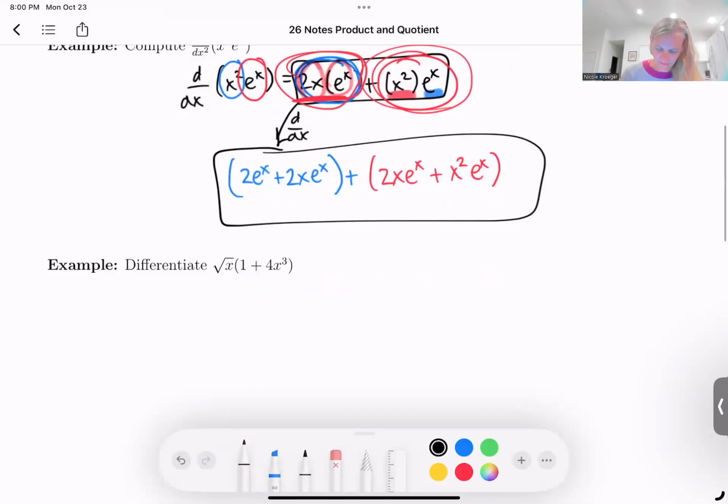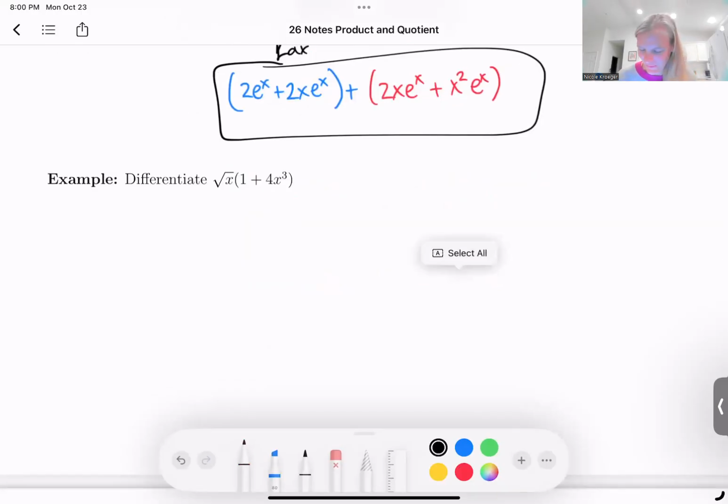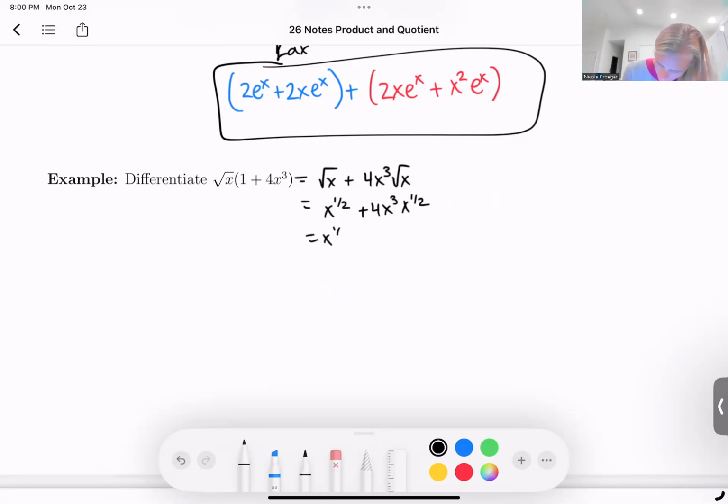Okay, so this next one, there's actually two ways we could solve this problem. So this one I could have given you a few days ago. You could have simplified this first and then taken the derivative. You could have said this is square root of x plus 4x cubed root x. Square root of x is x to the 1/2. So we get x to the 1/2 plus 4 x cubed times x to the 1/2. 3 plus 1/2 is, what's that? 6/2 plus 1/2, 7/2. You guys get to see me do math in my head. That's fun. And so all I've done so far is simplify.